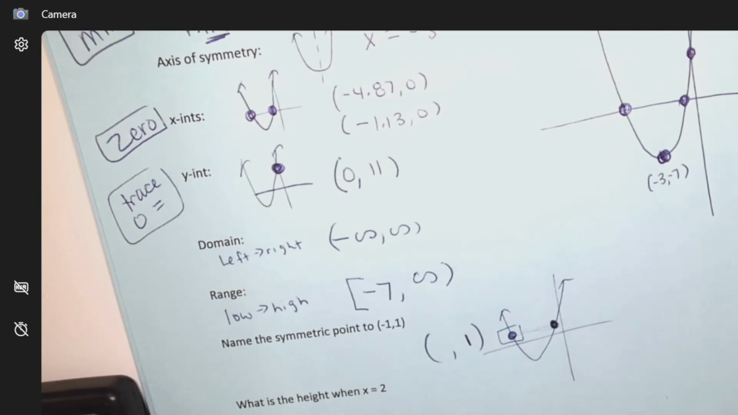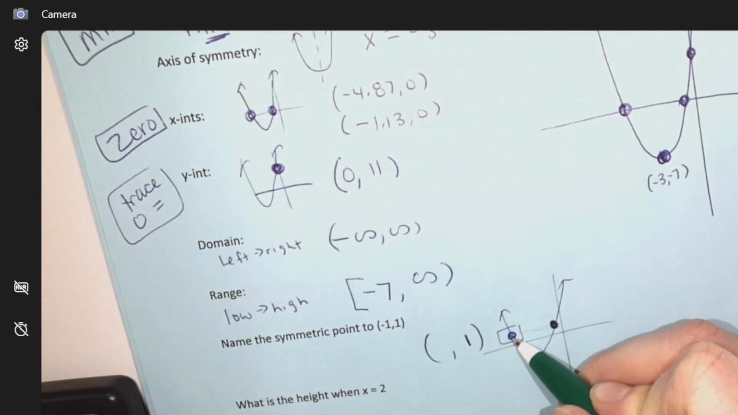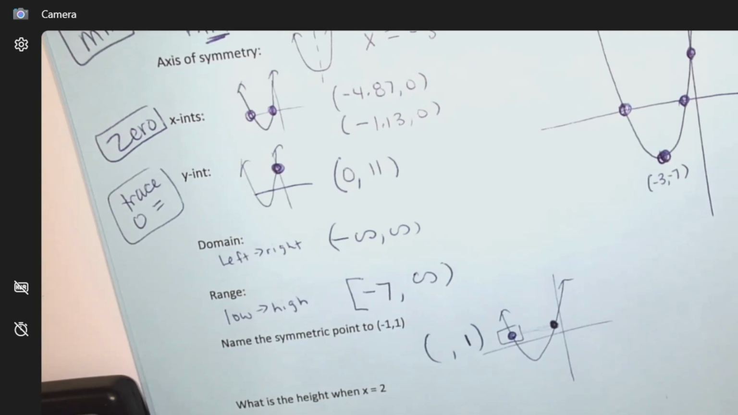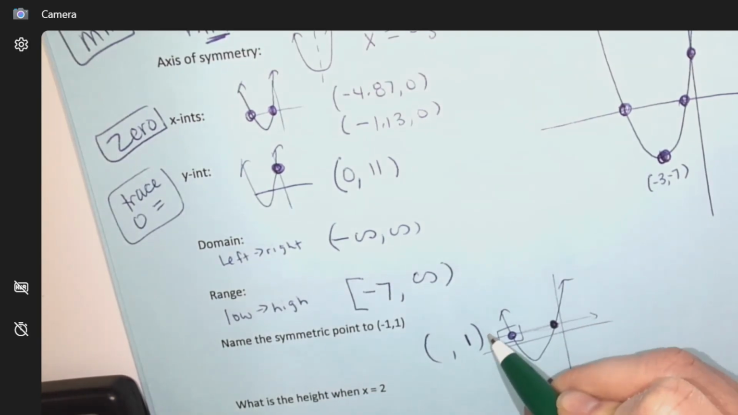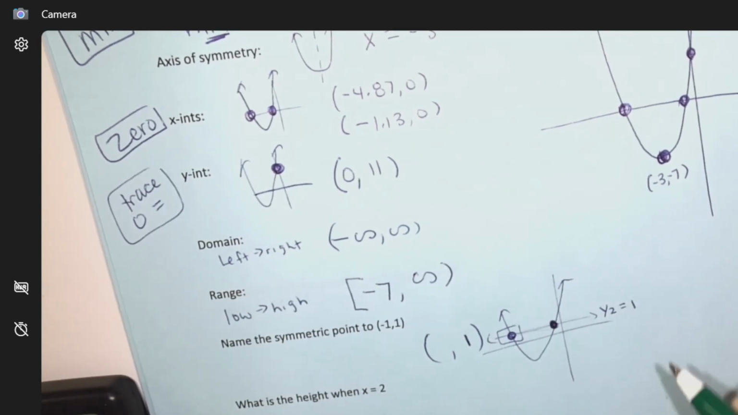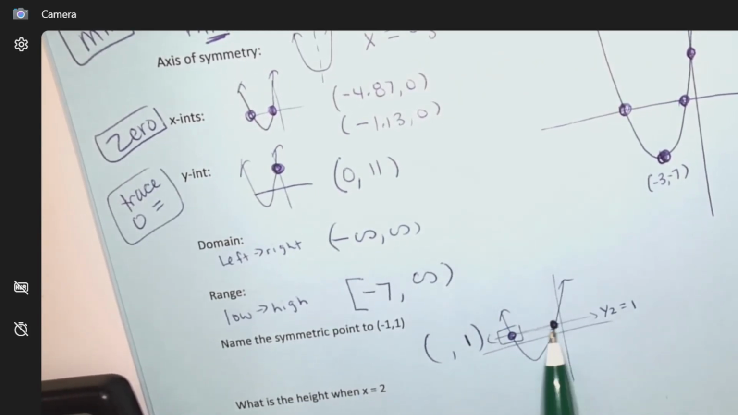Does anybody have a tool for our calculator here? What are we going to do? What do they have the same value of? I'm going to do a y2 line at 1. So do a y2, because I know that they're both at that height of 1. So where is it? Okay, so give me an intersection, right?